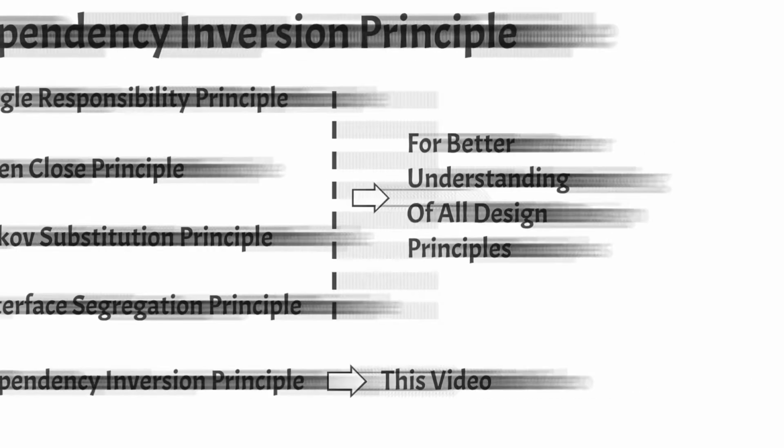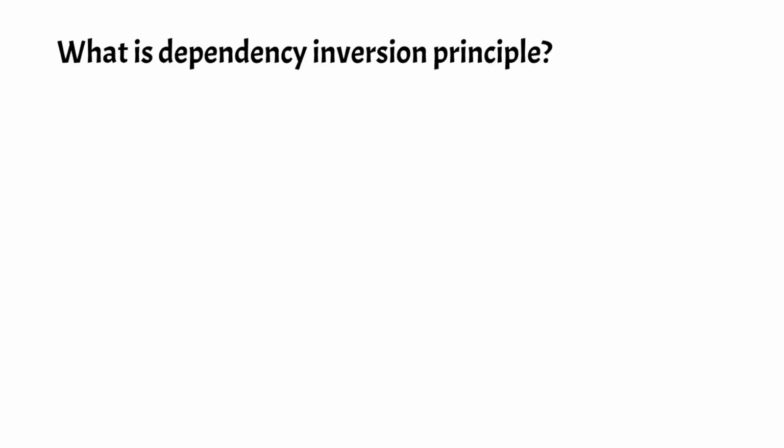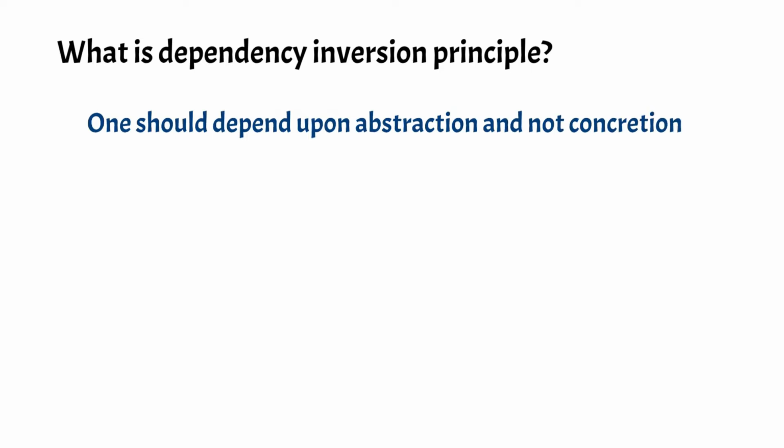First of all, let us recall what the dependency inversion principle states. It basically states that one should depend upon abstraction and not concretion. If you have a good understanding of object-oriented programming, then you must be aware of abstract methods and also concrete methods. What this design principle is saying is that you should depend upon the abstraction and not the concretion. We will see in the example what it really means.